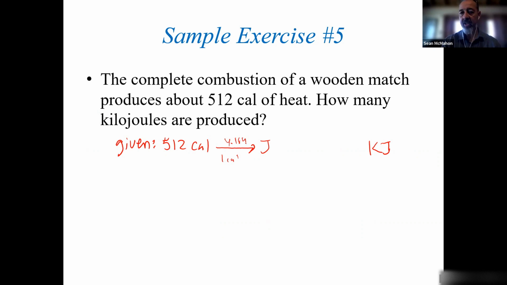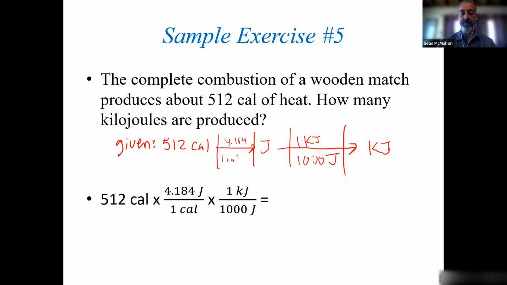But I need to go to kilojoules. How do I do that? That's where I use the metric system. Kilo means 1,000, so to get 1 kilojoule, I would need 1,000 joules. So you have to use the metric system to go from joule to kilojoule. And we're using that energy conversion factor that we just talked about. And now we can set it up.